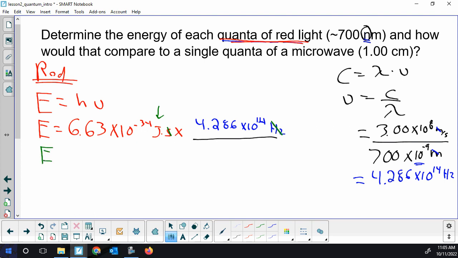So the energy of one unbreakdownable quanta of red light is 2.84 times 10 to the minus 19 joules. Not very much. One little quanta of red light, a human eye wouldn't even pick up. But there are hundreds of millions of trillions of quanta of red light coming out of a red light bulb every second.